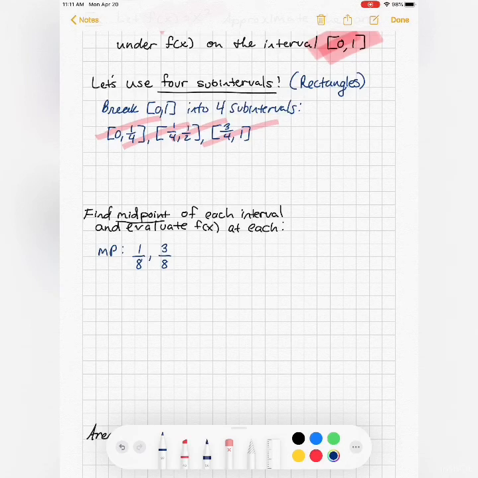Oh, but I'm missing a subinterval here. What in the world? So 0 to a quarter to a half, and a half to 3/4, and then 3/4 to 1. Should be 4 subintervals there, right?